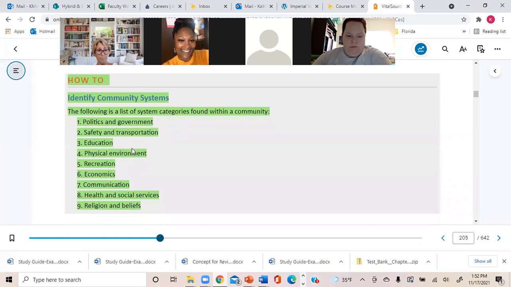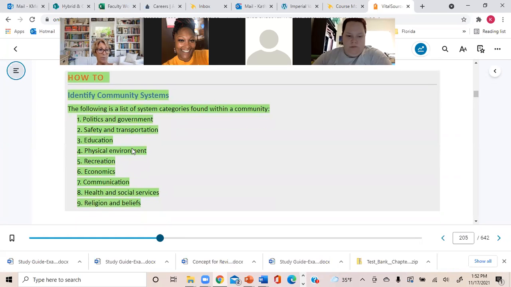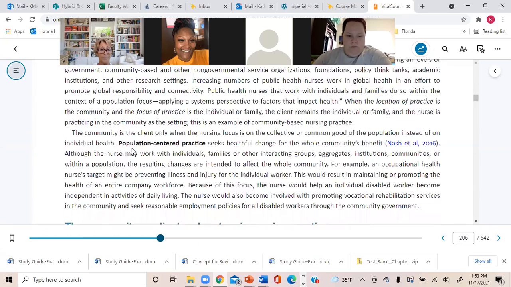Okay, what are some common community systems? These nine are typically found in every community. They just look different. This would be good to put on a card as well. These are system categories found within a community. Every community has some kind of politics and government, safety, transportation, education, physical environment, recreation, economics. It's all going to look different in every community, but these are the basic system categories that make up communities.